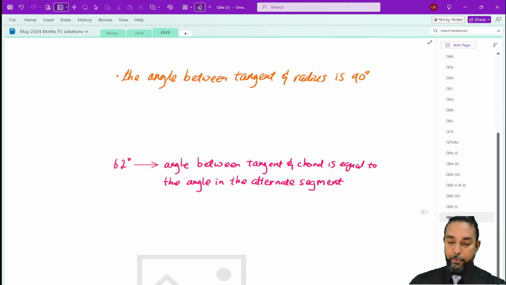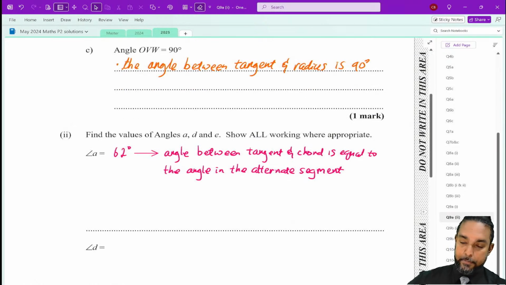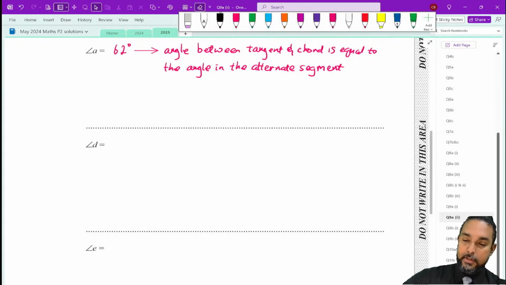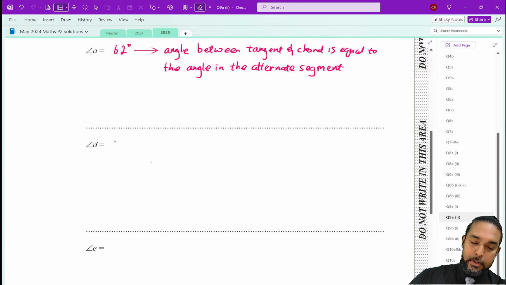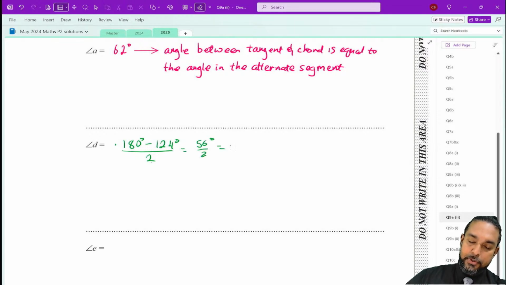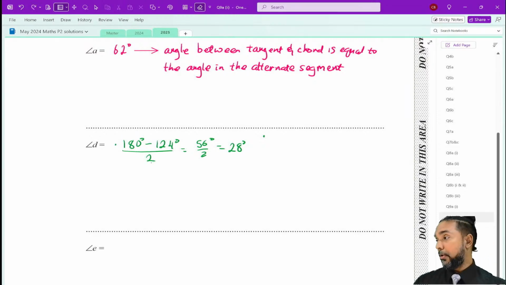So let's put both workings on the next slide. All right, let's start off with green. I know I didn't work in green just now, but all right. So this would be equal to 180 minus the 124, then divide by 2. So that'll be 56 divided by 2, which is equal to 28 degrees. And you have two reasons: angles in a triangle sum to 180, and base angles of an isosceles triangle are equal.